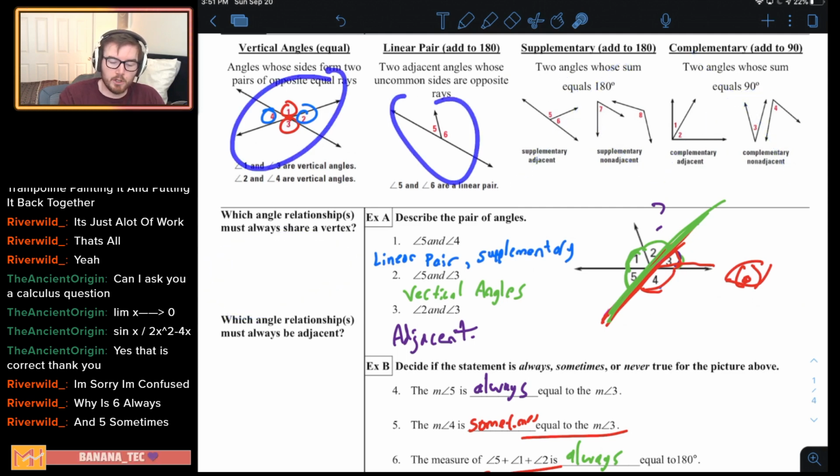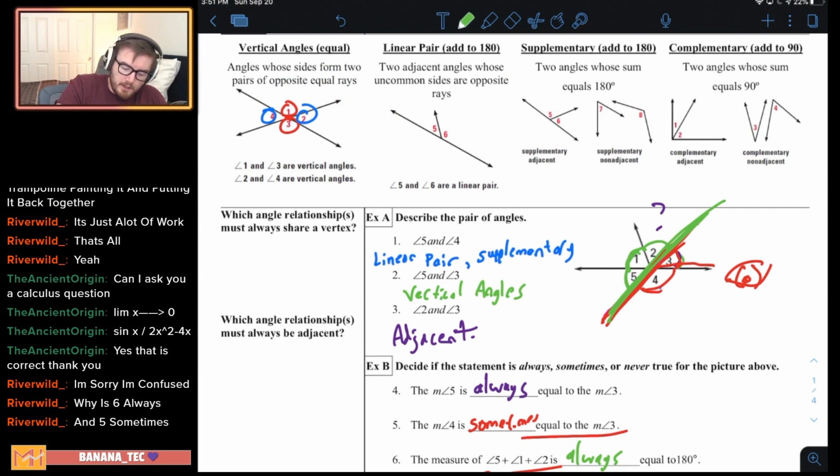Linear pair and vertical angles are touching. Are they sharing a vertex? The vertex is where it's sprouting out from. Yes, 6 and 5 are both sprouting out from the same point. That point is called the vertex. So linear pairs always share a vertex. And look here. This angle is sprouting out from this point, and this angle is sprouting out from the same point. Yes, they share a vertex, so vertical angles as well.